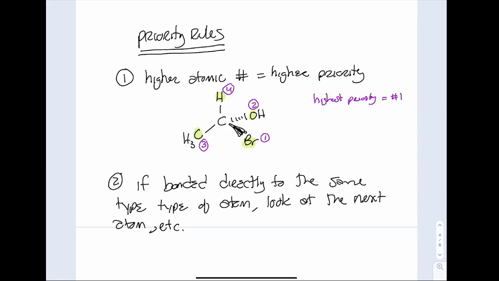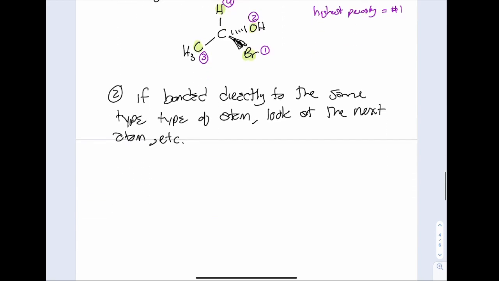So just keep going out till you see a difference. If I had carbon, I'm going to put a CH3 group here. Here, let's put a CH2, CH3, a hydrogen, and another hydroxyl group. So for priority, we're going to use both of our rules.